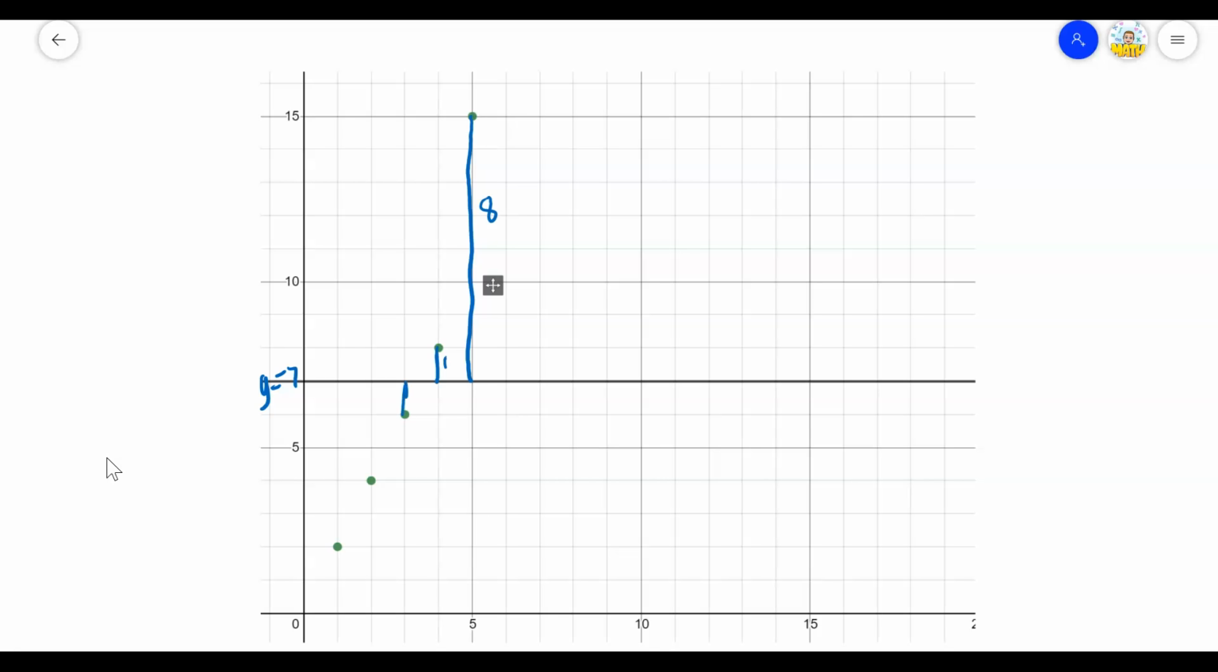Here the y value is 6, so 6 minus 7, this would be negative 1. Here the y value is 4, 4 minus 7 would be negative 3. And here the y value is 2, 2 minus 7, that would be negative 5. So maybe you remember this or not, these are our deviations, right?